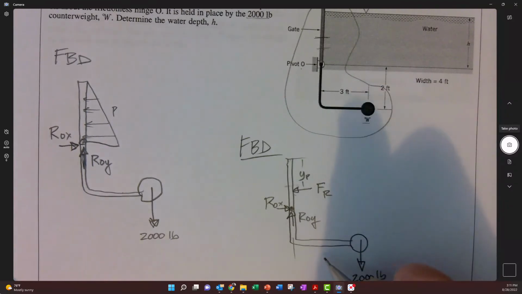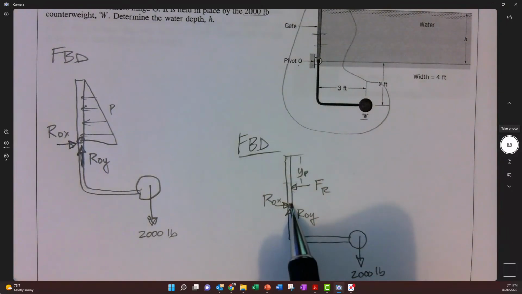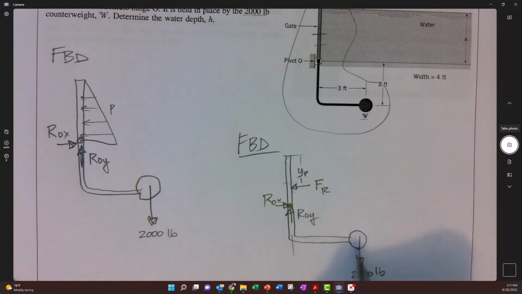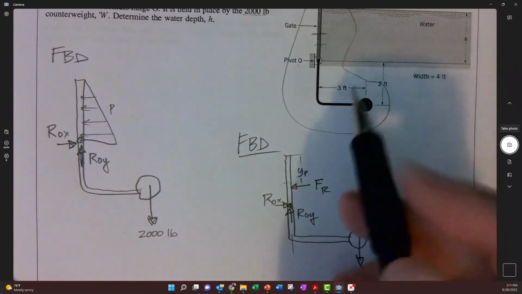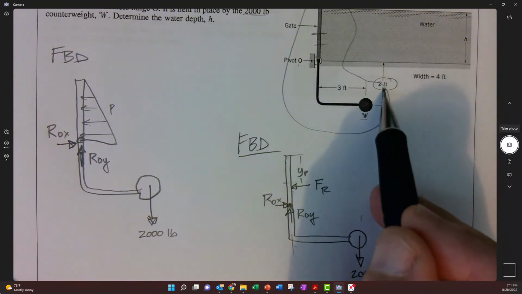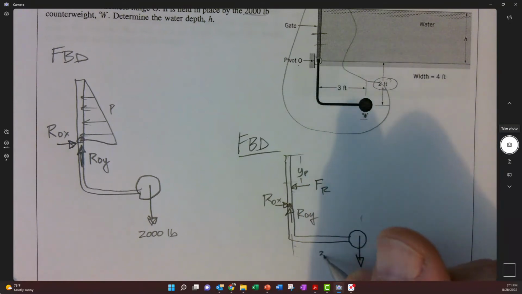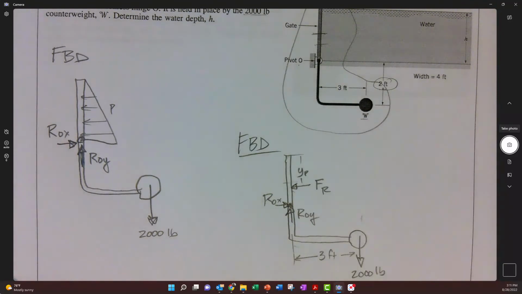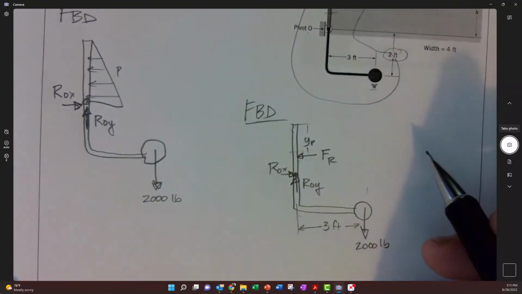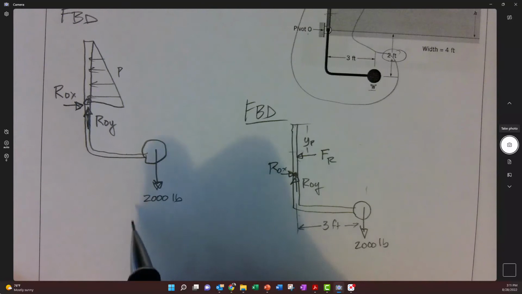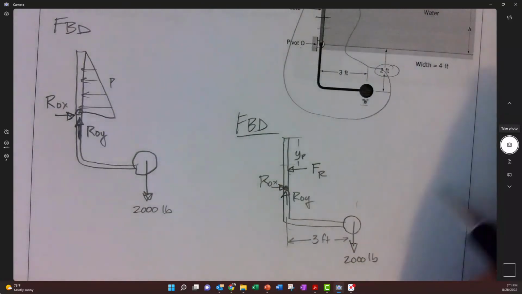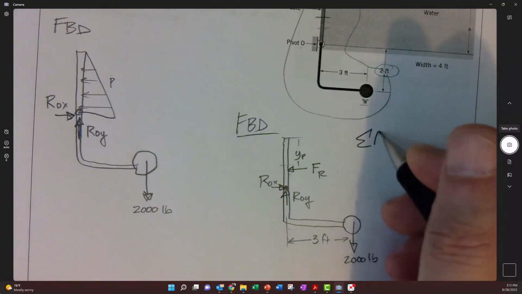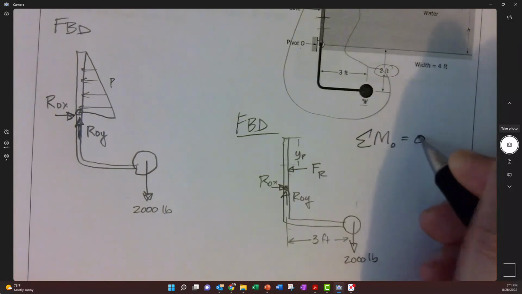We're going to take the sum of the moments about this point right here. So we're going to want a distance that's perpendicular to the line of action of the force. Even though they gave us that dimension, we actually don't need it for anything. They were trying to be tricky with us, I think. So right there is our FBD, and I'm going to use the space over here for the sum of the moments about O equal to 0.